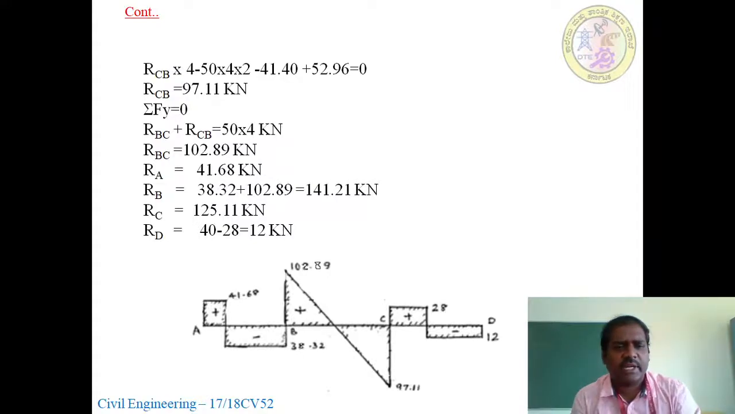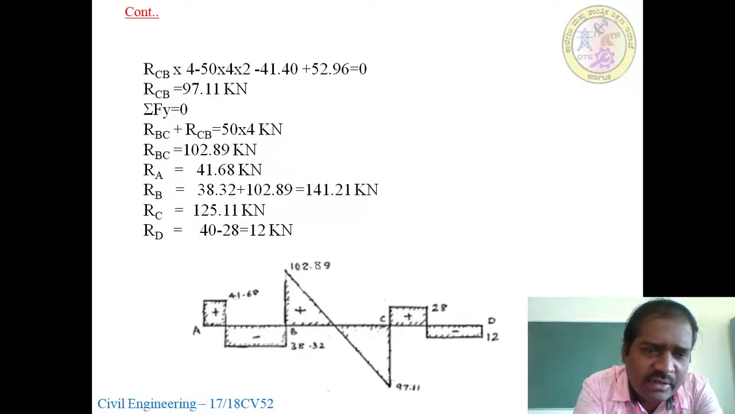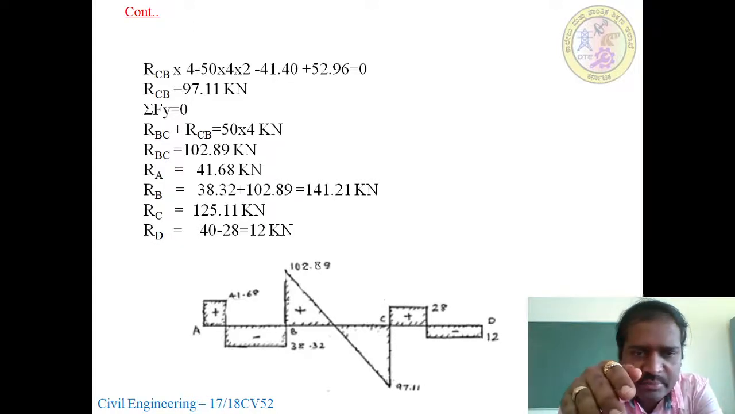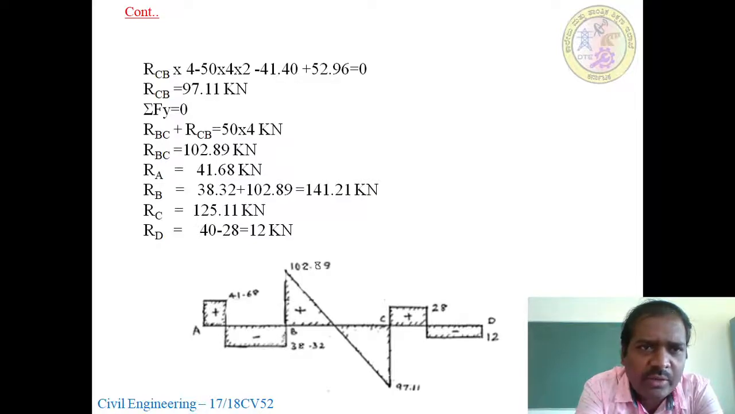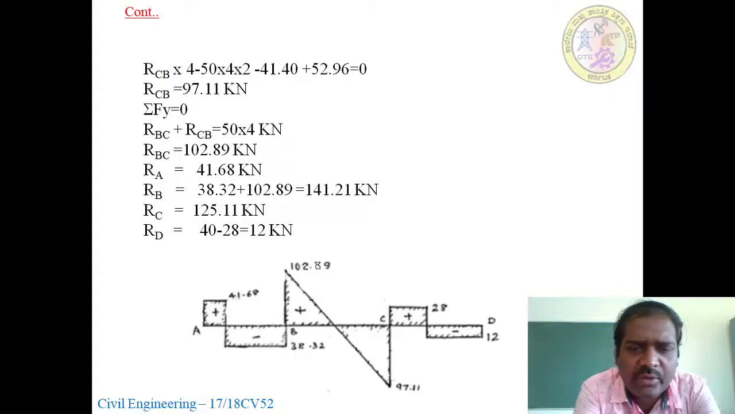How to draw the shear force diagram? See here, from A you have to consider RA. Put the height of RA, 41.68. When you have a point load it will be a straight line. When you have UDL it will be a triangular shape. Take the straight line up to where the load is. What is the total load here? Total load is 80. 80 minus 41.68, so the height will be 38.32, up to B.